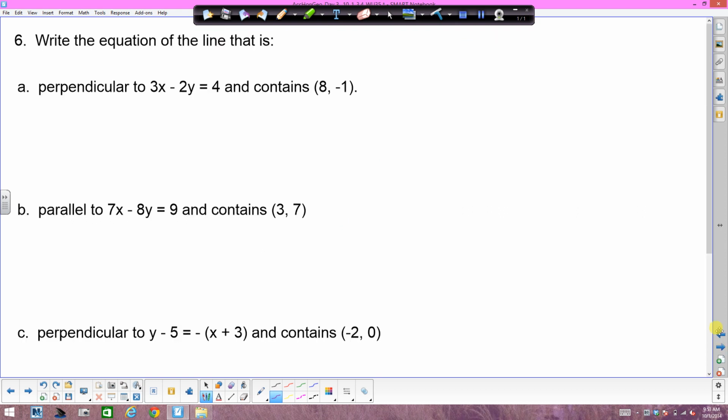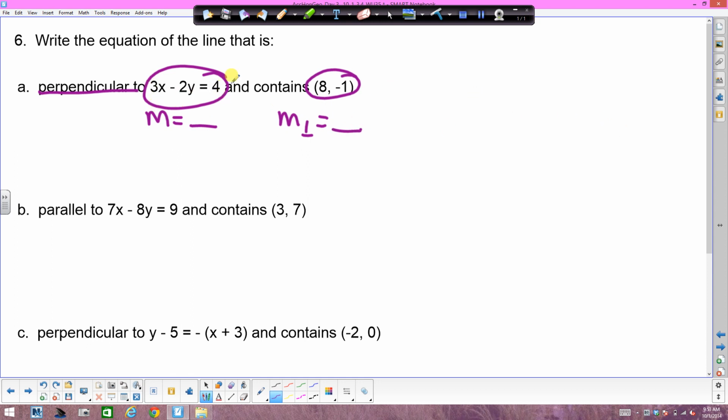Alright, write the equation of a line that's perpendicular to 3x minus 2y equals 4 and contains (8, -1). So what's the point of this equation? Why did they give this to us? Well, if it has to be perpendicular to it, what did we talk about the slopes of perpendicular lines being? Well, we know that they are opposite reciprocals. So what we need to do is figure out the slope of this line, and then once we know that, we can find the slope perpendicular to it and use this point and the slope to write our new equation.